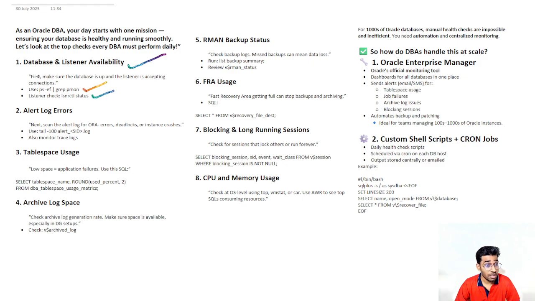And if the DB is down, we need to connect to the database with SQL*Plus as sysdba with the sys user, and after that, just by firing the startup command, the database will get started. This is the first checklist: we check whether the DB is up and running and the listener status is up and running. So this is about the first checklist.